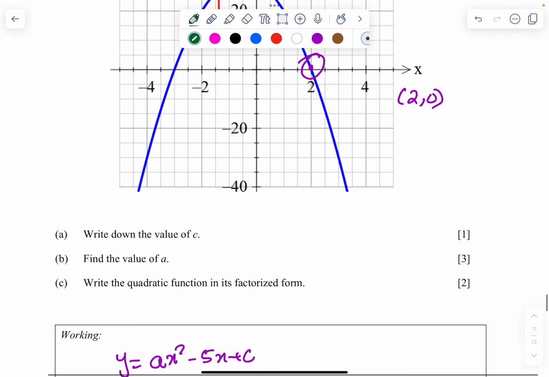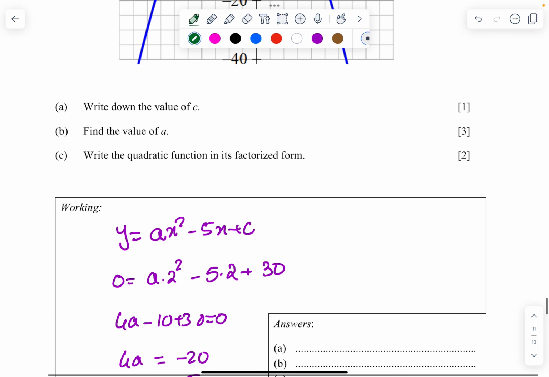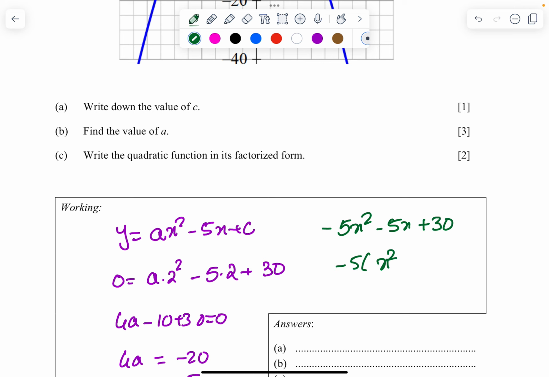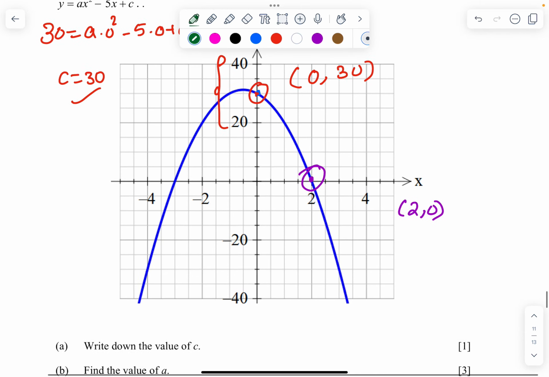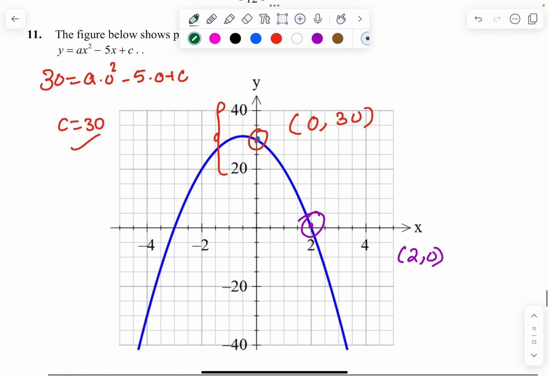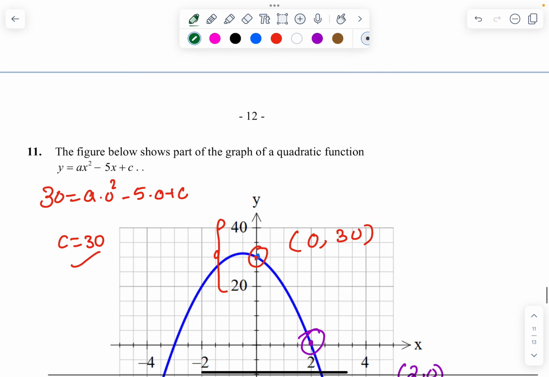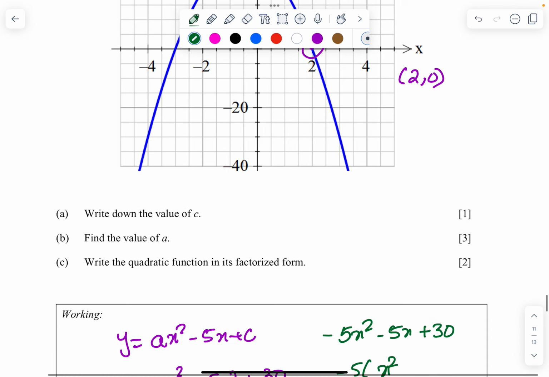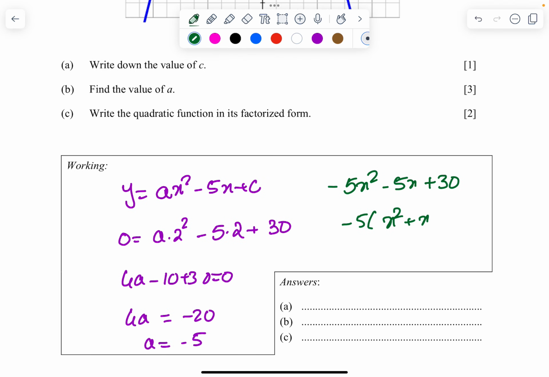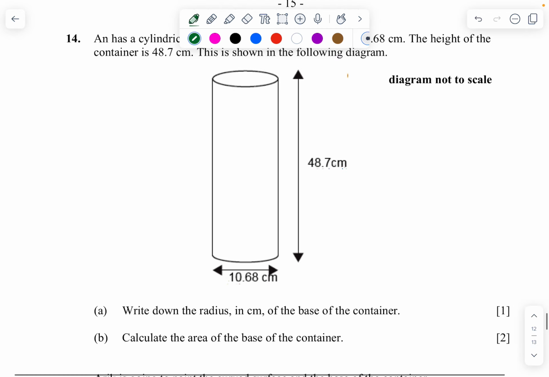Find the quadratic equation in the factorized form. So we have the equation now: negative 5x square, negative 5x plus 30. So negative 5 common, so it becomes x square plus x minus 6. I'm directly writing the factors. It becomes x plus 3 times x minus 2. Those are the factors for the quadratic equation.